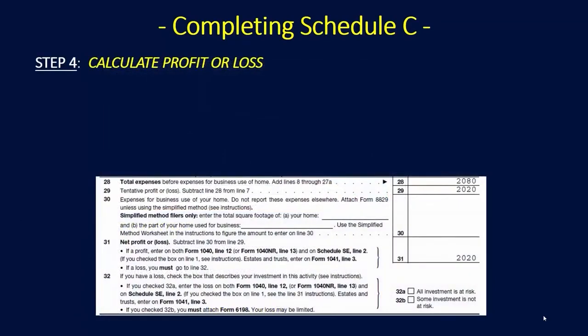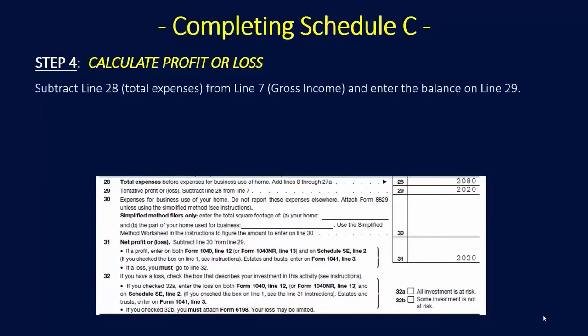Step 4, we calculate the profit or the loss. We subtract line 28, the total expenses, from line 7, which was the gross income, and enter the balance on line 29.